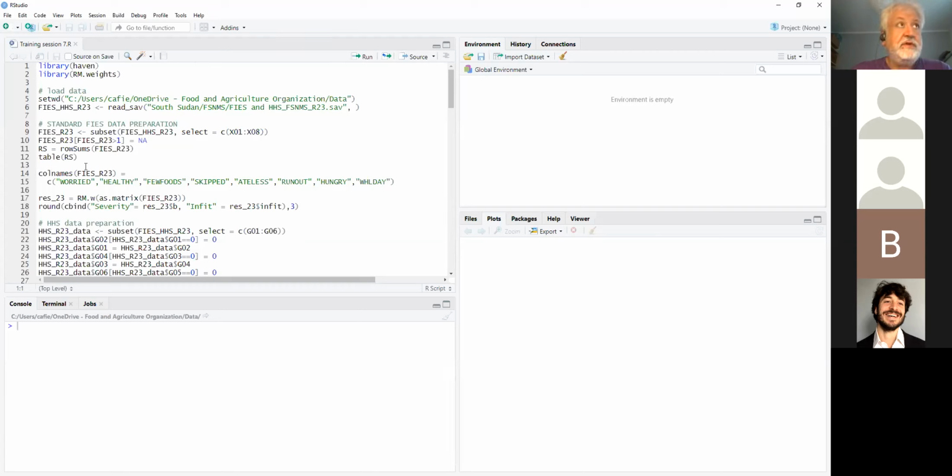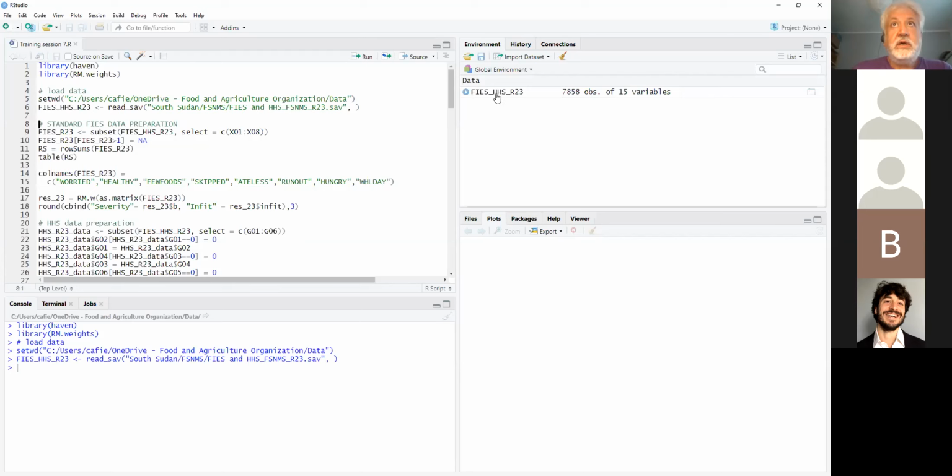As usual, the first lines just load the libraries that are needed. And we will use haven to load data from the SPSS format in which it has been shared with us. The data for this session is, again thanks to Nicholas, data collected in the Food Security and Nutrition Monitoring Survey in South Sudan. And for this session, I'm just using round 23.